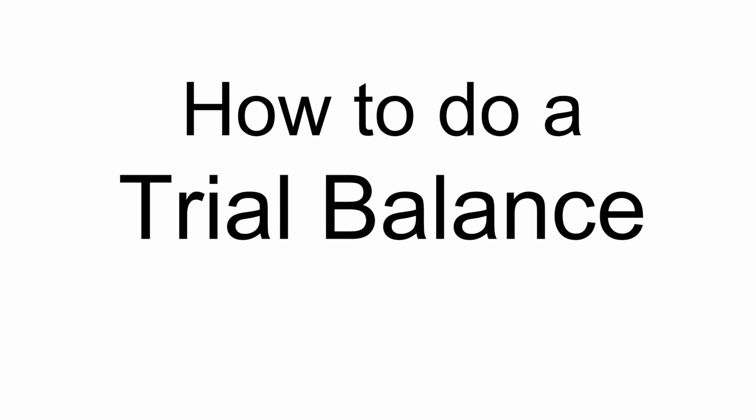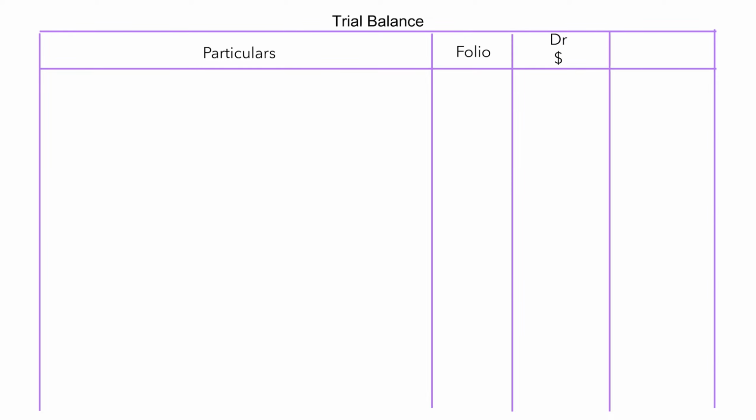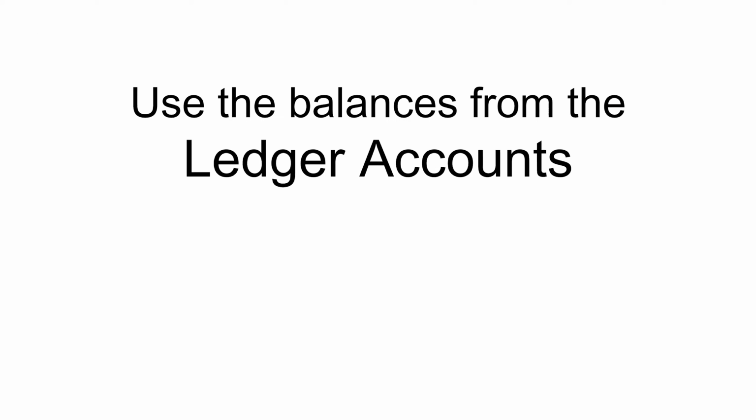How to do a trial balance. Assets and expenses have debit balances. Liabilities, income, and capital have credit balances. Use the balances from the ledger accounts. General ledger.